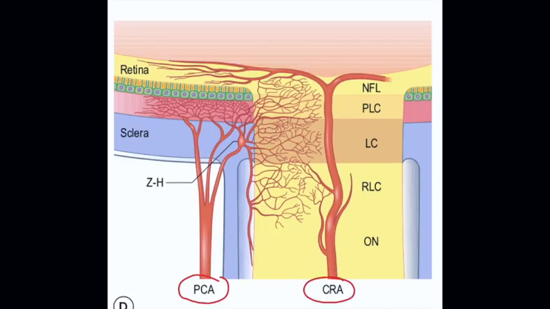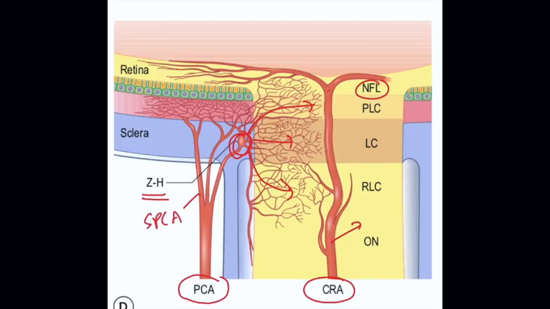The posterior ciliary artery, to be more precise the short posterior ciliary arteries, are branches of the posterior ciliary artery, and this artery forms the intrascleral plexus called the circle of Zinn-Haller. The circle of Zinn-Haller gives its blood supply to the prelaminar, laminar, and retrolaminar areas here. Whereas the central artery gives to the retrolaminar region, and not just that, they also give branches to the nerve fiber layer as well.